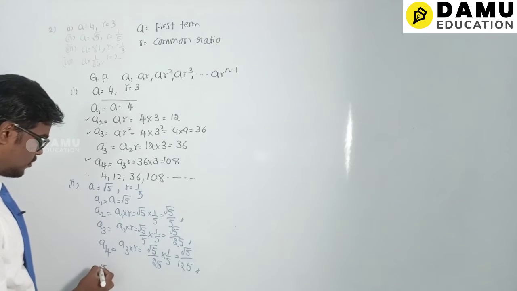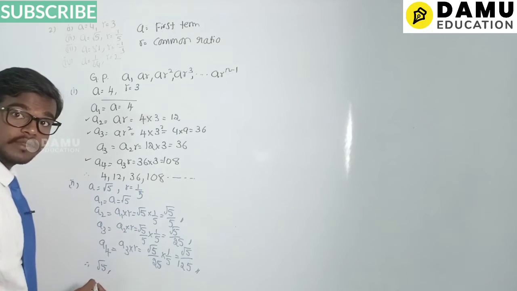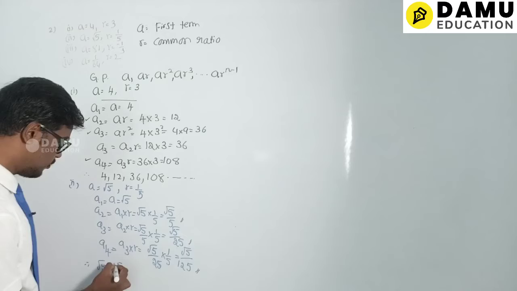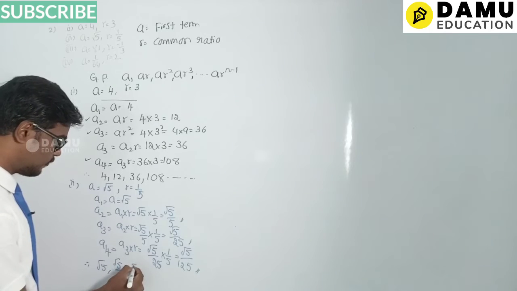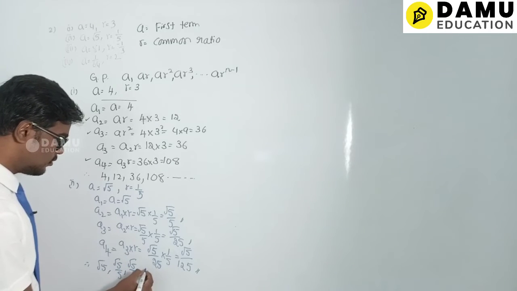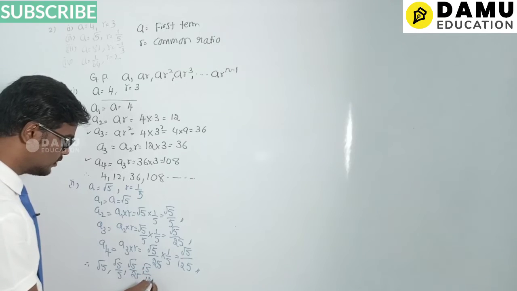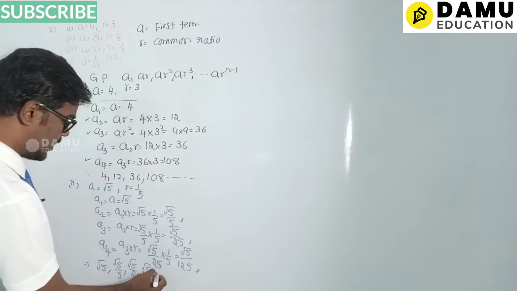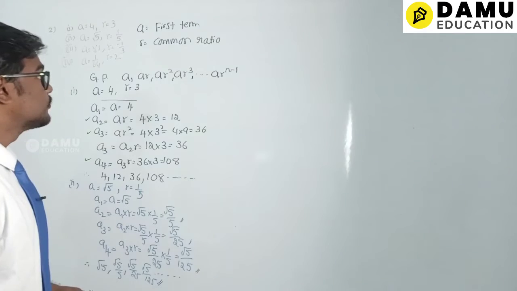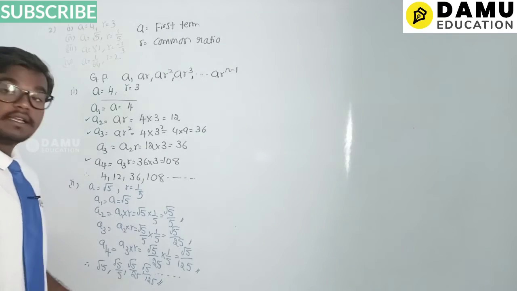Let's write the terms. So the first one is root 5, then what is the next one? Root 5 by 5, then root 5 by 25, then root 5 by 125, and so on we will get it. So this is the way to find the calculation.